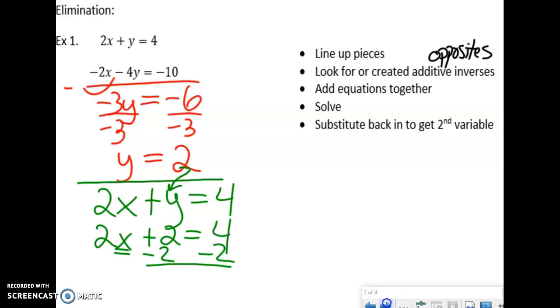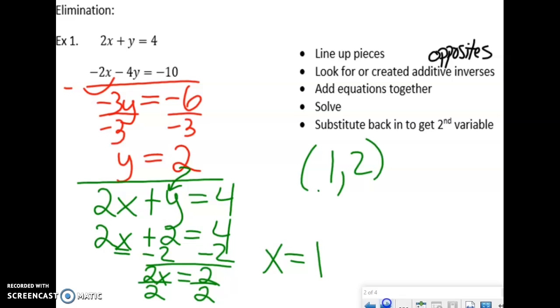So let's subtract 2 on both sides. 2x is equal to 2. We're going to divide by 2 on both sides and end up with x equaling 1. And there you have it. You have just solved a system of equations using elimination. Remember that this is the point where these 2 lines meet on the graph, always coming to you as an ordered pair in terms of x comma y. All right, let's take a look at the next one.